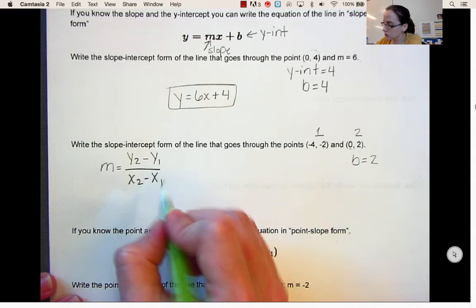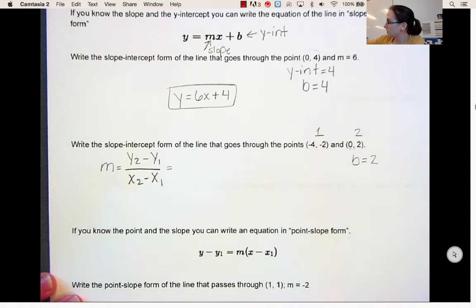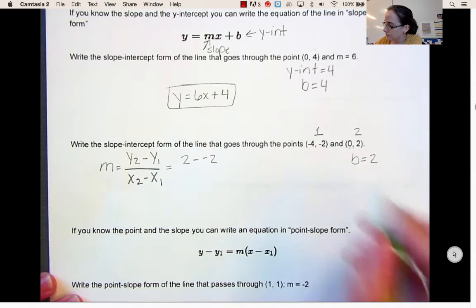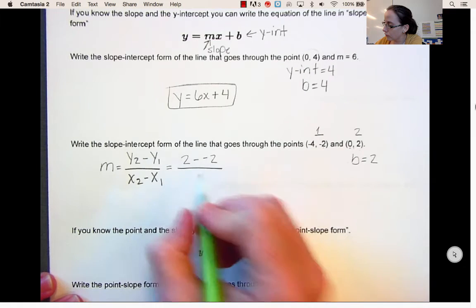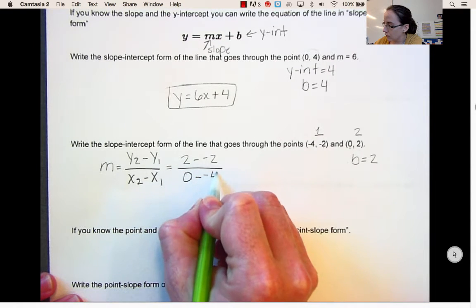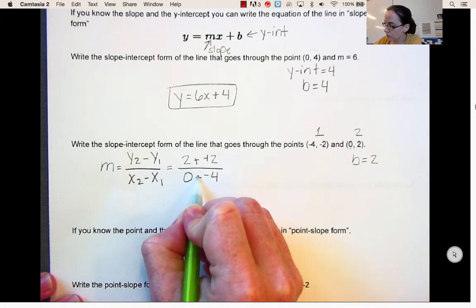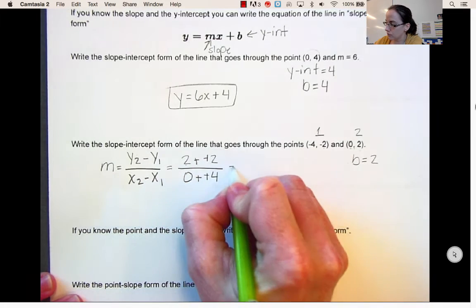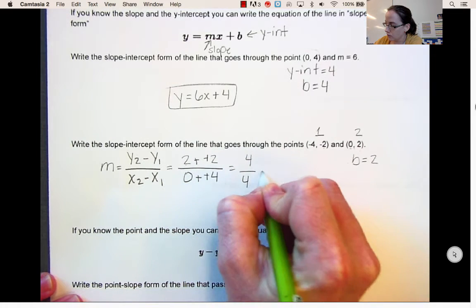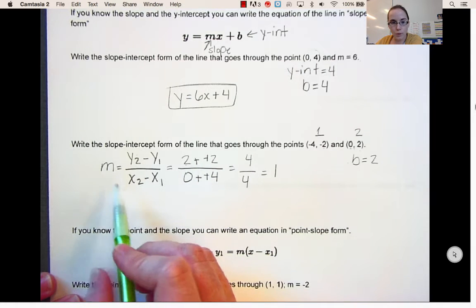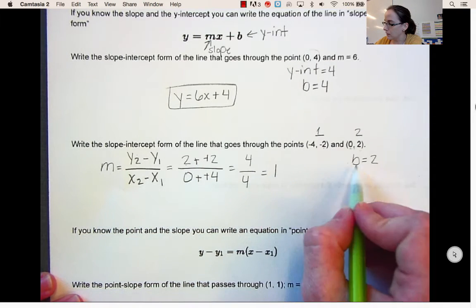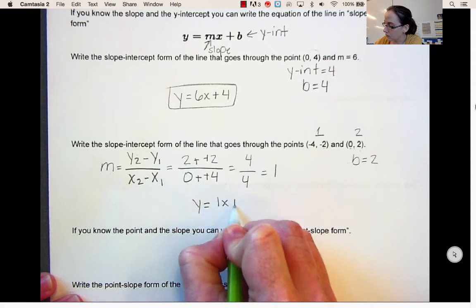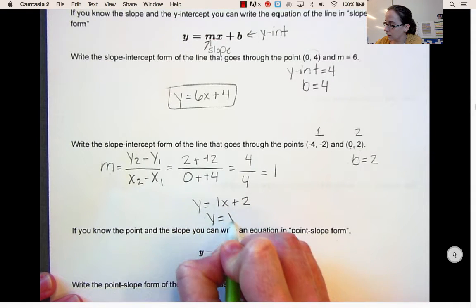Now, come back over to slope, and let's plug in our information. We're going to do 2 minus a negative 2, those are the y values, over 0 minus a negative 4. The signs change in both of them because you are minusing a negative. You have 2 plus 2, which is 4, over 4, which is 1. So the slope, or m, equals 1, and b equals 2. So we just fill in y equals 1x plus 2, or you could say y equals x plus 2.